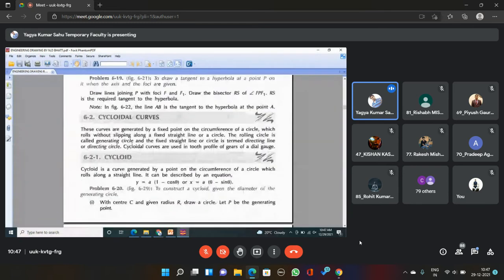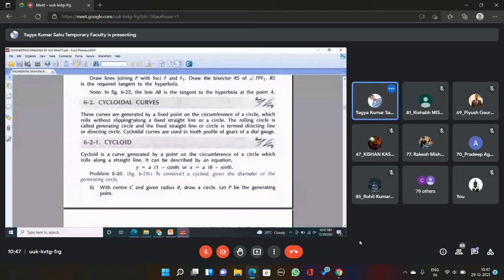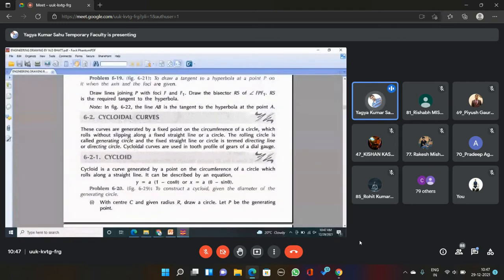This is the application and definition. These curves are generated by a fixed point on the circumference of a circle which rolls without slipping along a fixed straight line or a circle. The rolling circle is called the generating circle, and the fixed straight line or circle is termed the directing line or directing circle.